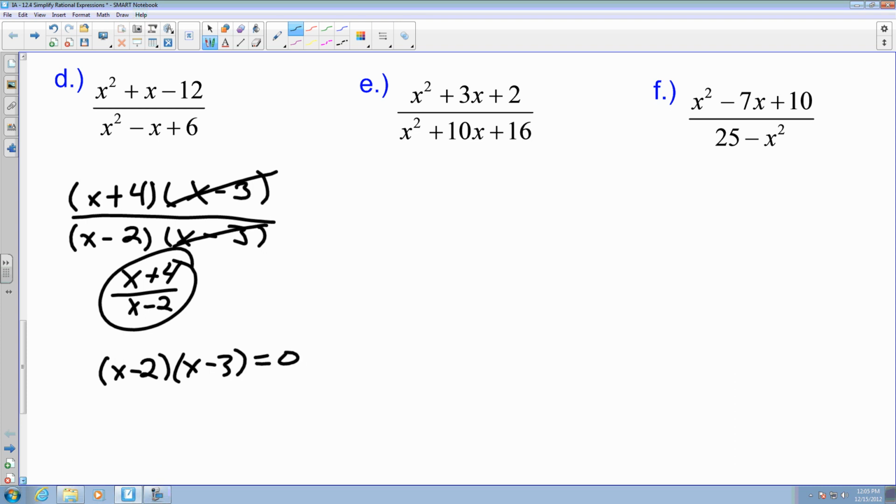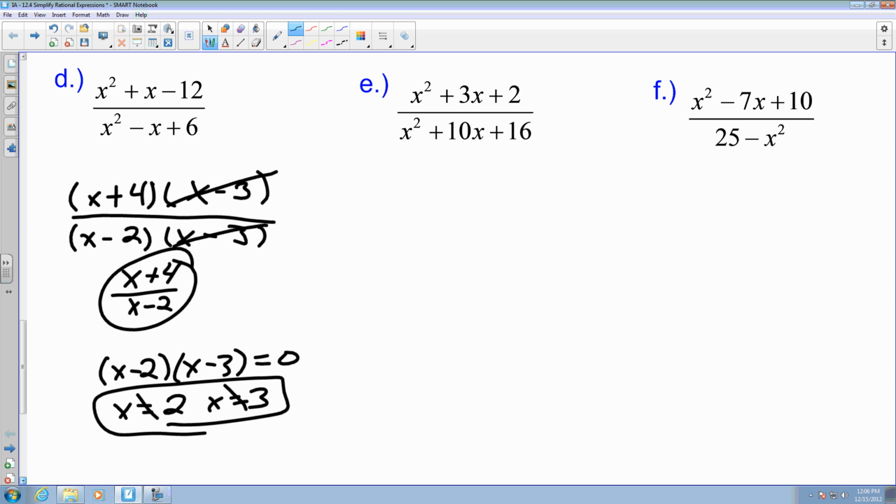So then all we're doing is using the zero product property to show that x would have to equal 2 and x would have to equal 3. So our excluded values mean that x could not equal 2 and x could not equal 3 for this expression to hold true.